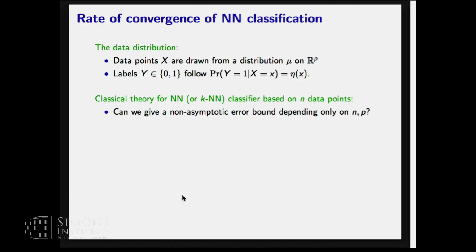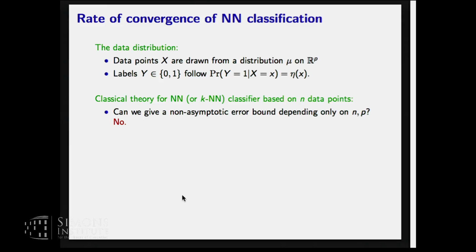So in terms of the classical statistical theory for nearest neighbor, the first question is, can we give an error bound on nearest neighbor? What is the error of the nearest neighbor classifier that depends only on p and n? Like, can we say, oh, the error of nearest neighbor is like p over n or something like that? And the answer to that is no. And the reason for that is that this eta function, this conditional probability distribution, could be like this, could be really spiky. And so the smoothness of this conditional probability function is really key.